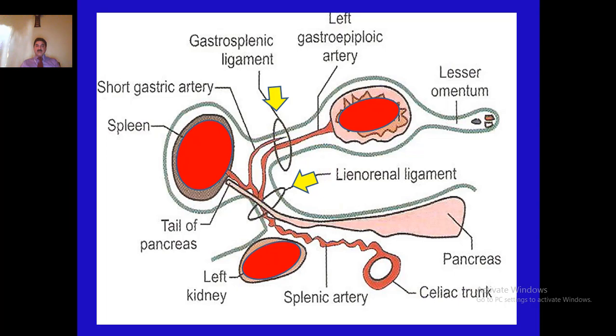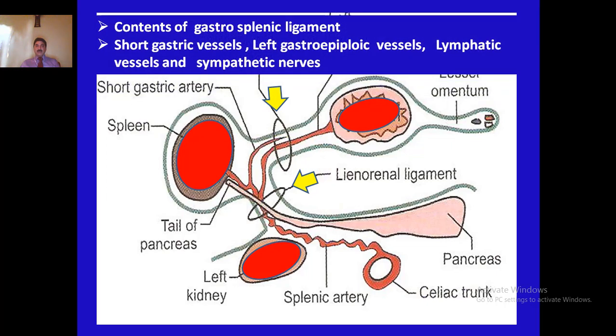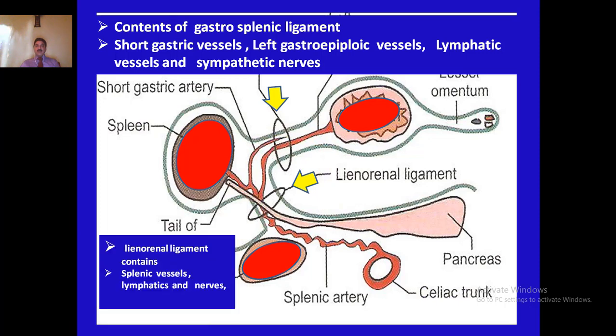Another ligament lies between the spleen and kidney. This we call the lienorenal ligament. Contents of the gastrosplenic ligament are short gastric vessels, which include both short gastric arteries and veins, left gastroepiploic vessels, lymphatic vessels, and sympathetic nerves. The lienorenal ligament is very important surgically because it contains splenic vessels, lymphatics, and nerves.